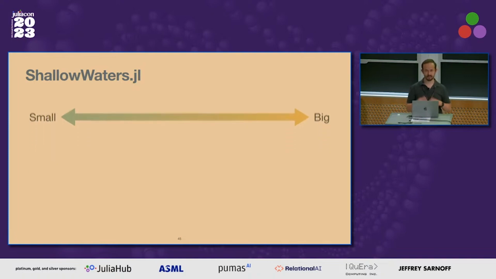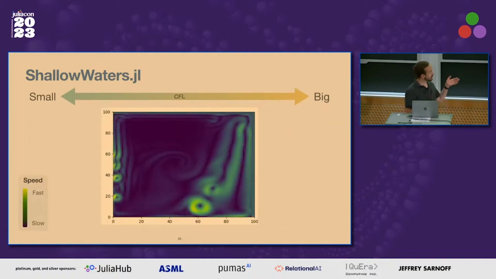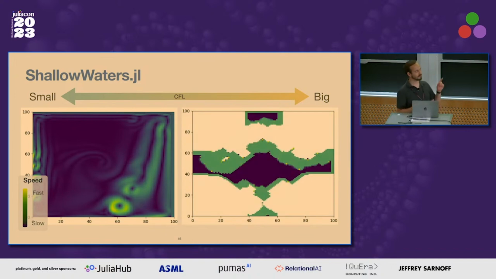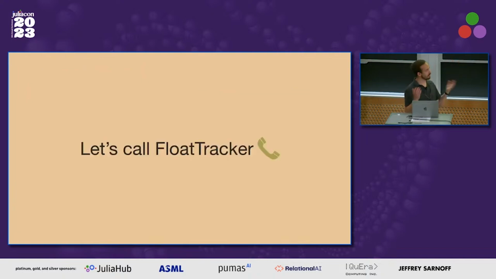And what does instability look like? Well, here's an example of some ShallowWaters output with a modest CFL parameter. But if you dial up the CFL parameter a little too high, you get something that looks like that. And all that white is where NaN has crept into the computation and come out into the output as a whole. So let's say we're at this situation here, and let's call FloatTracker to see if we can figure out where those NaNs are coming from.